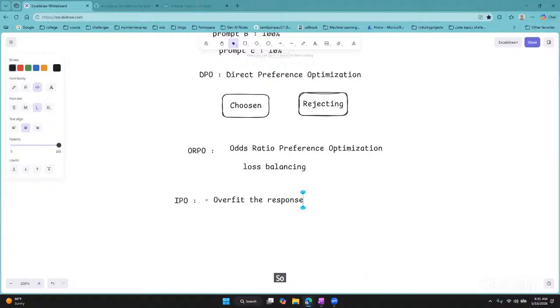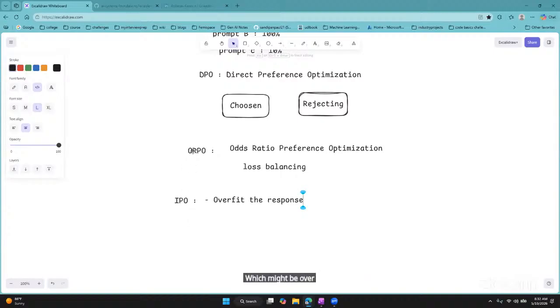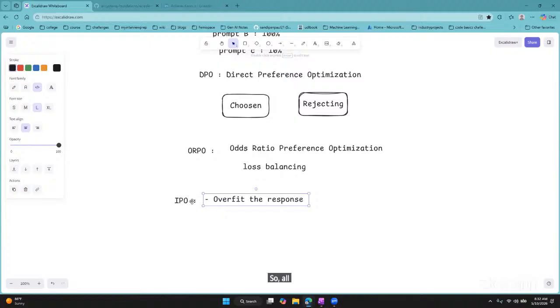So now what is the weak area for this IPO? IPO is more theoretical and it has been less commonly used. Then the DPO will still prefer the pairs which might be overfitting, which might be interlinking with the odds ratio preference optimization also. So all these concepts are interlinked to each other and very sensitive when coming to a conclusion.